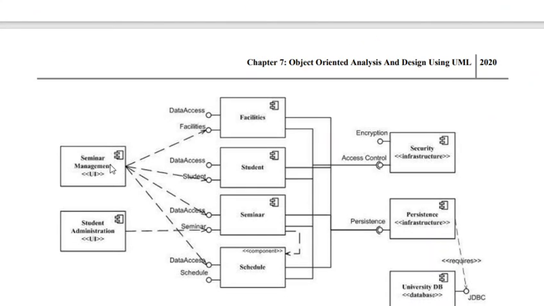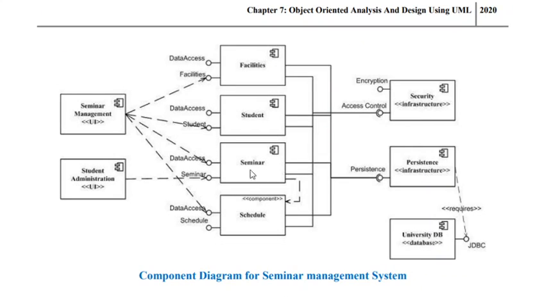Now just see here, we have a very simple representation. Again, I've taken it from one of the web references. Here we have a component diagram built for a seminar management system. We have a set of components interacting with each other. The components are seminar management user interface, student administration user interface, then we have facilities, student, seminar, schedule, security, persistent, and university database. All of these are various components that are interacting in the realization of a particular business.